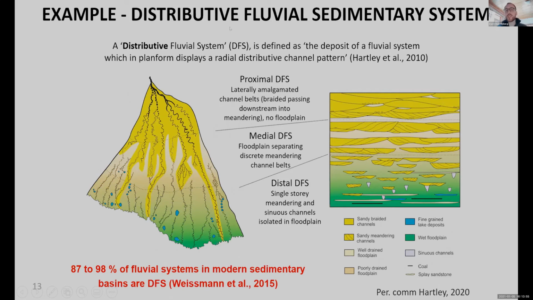And the reason I chose this example for a fluvial system is simply because they dominate modern sedimentary basins and those types of sedimentary systems that we see in the stratigraphic record as well.